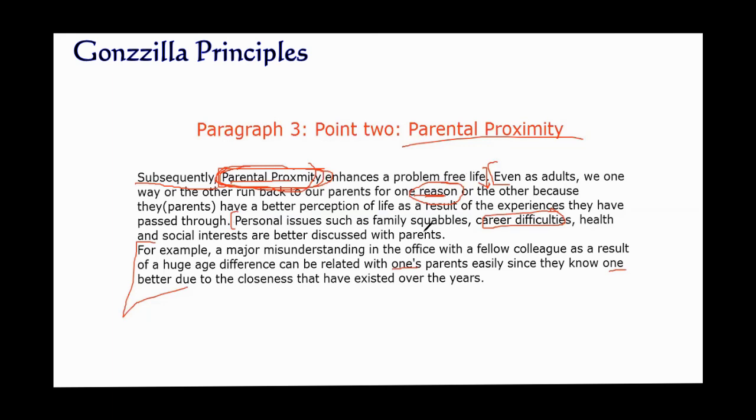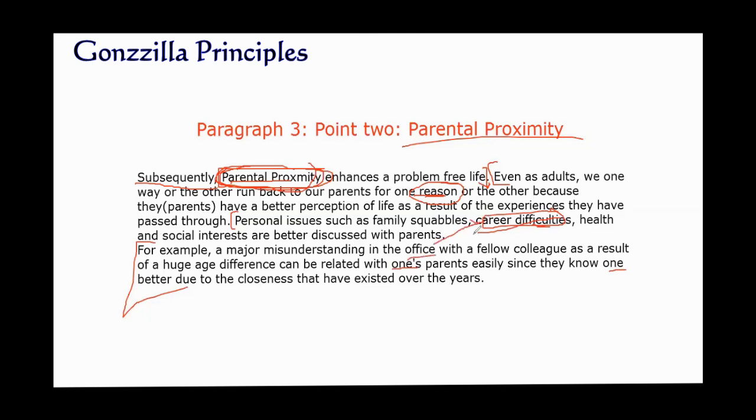Okay, so that creates a kind of nexus to what has been previously done. Now, to create a detail in order to create some form of enormous word count here, I have to fall back to something again. So out of family squabbles, career difficulties, health and social interests, I fell back to career difficulties. So I picked these to discuss my details.